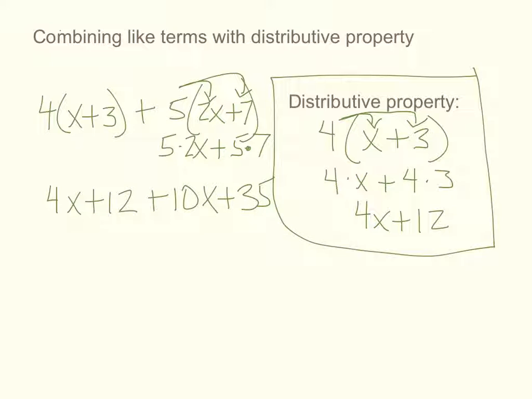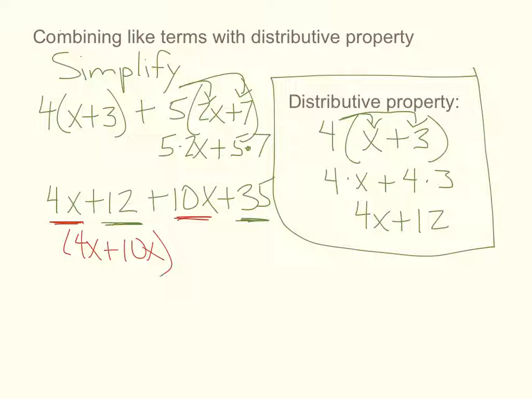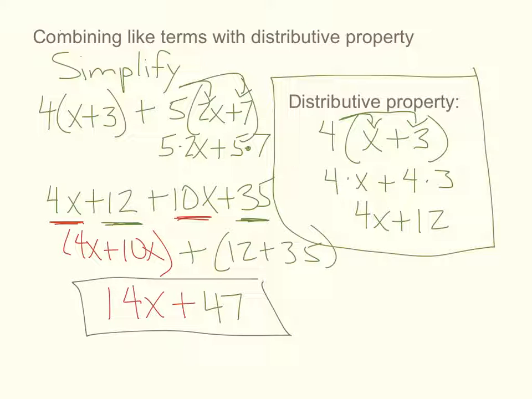So I've done the distributive property, but if my directions say to simplify, that means to write in the shortest way possible, and I'm actually only halfway there. The reason I'm not done is because I have like terms. I've got 4x and I've got 10x, and then I've got 12 and I've got 35. So let's put our like terms together. 4x plus 10x is 14x, and 12 plus 35 is 47. So my final answer is 14x plus 47.